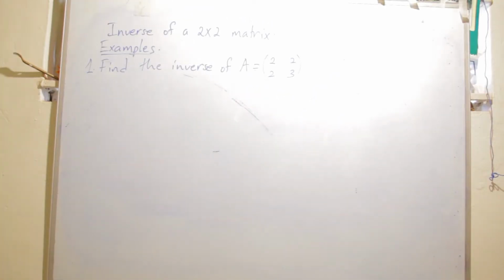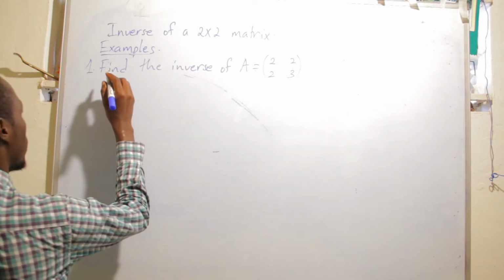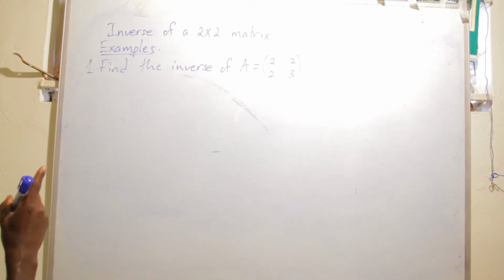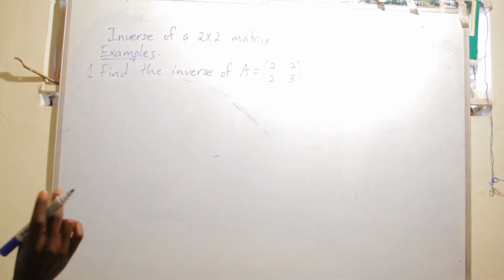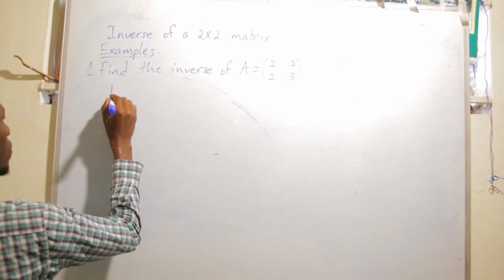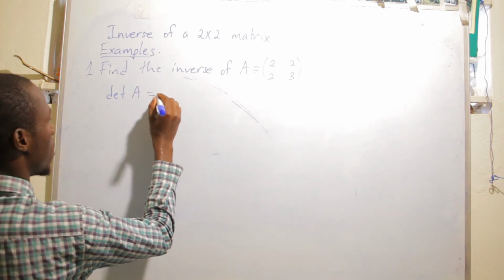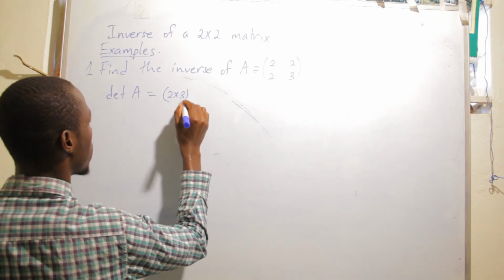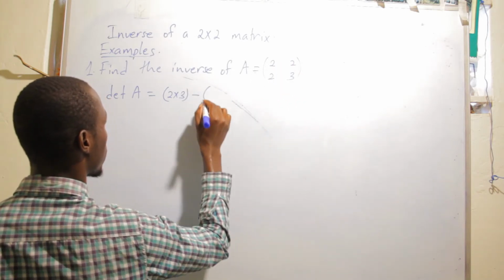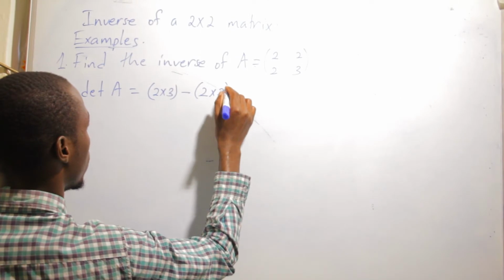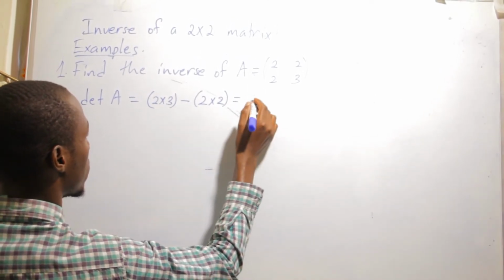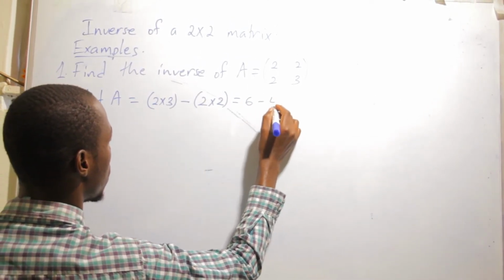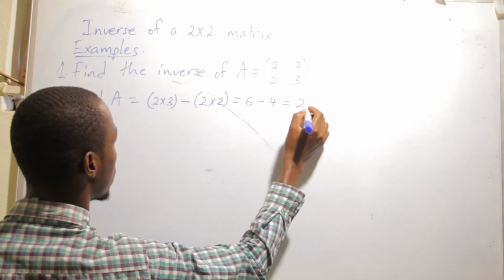Example 1: find the inverse of matrix A, which is 2, 2, 2, and 3. We need two things to find the inverse, that is the determinant and then the adjoint. The determinant of matrix A is the product of the elements in the leading diagonal, minus the product of the elements in the minor diagonal. So that is 6 minus 4, we get 2.